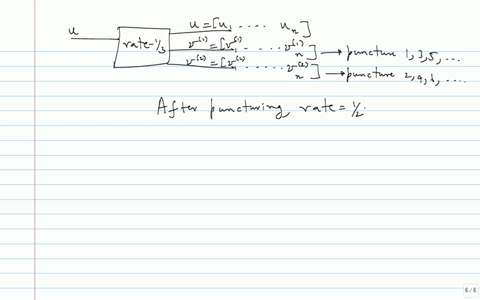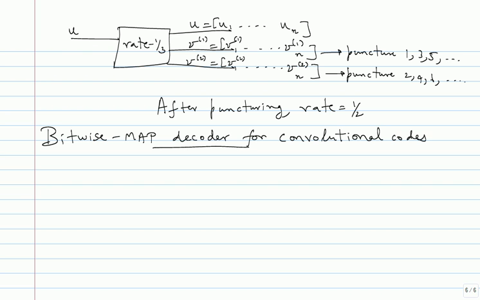I'm going to give a very brief description of what that is and simply tell you the input and output for it. What is the input to that block? What is the output from that block? I won't do anything more beyond that. So, bitwise MAP decoder for convolutional codes. After we do this, we can move towards the definition of turbo codes and then go on to talk about the turbo decoder. I think we should be able to do this by this class.